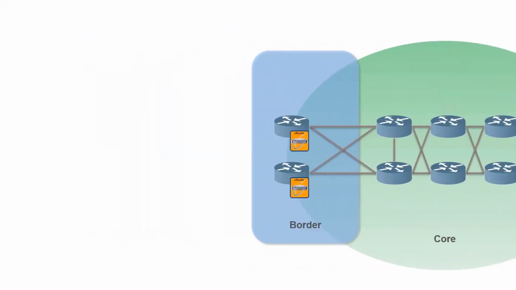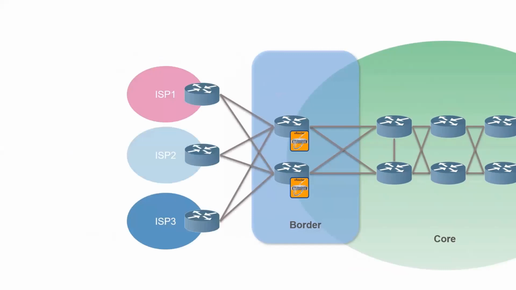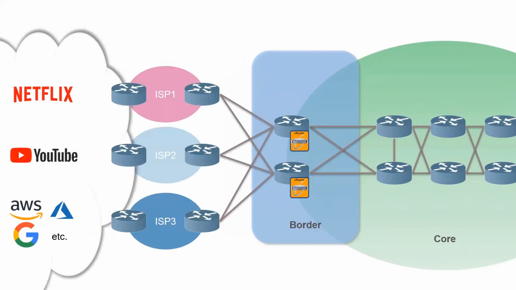Let's focus on one of the border sites. 6WIND vRouter will run on the border routers. They are usually redundant. The border routers are connected to border routers of other ISPs, and these ISPs themselves are connected to other ISPs, forming the internet.